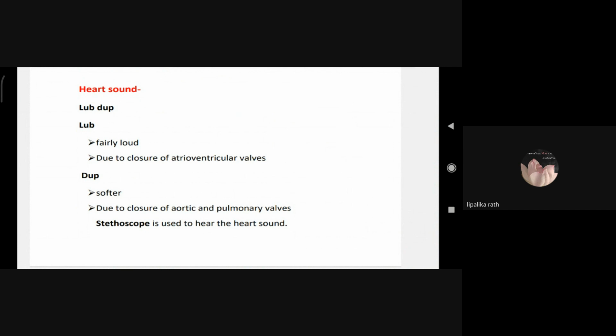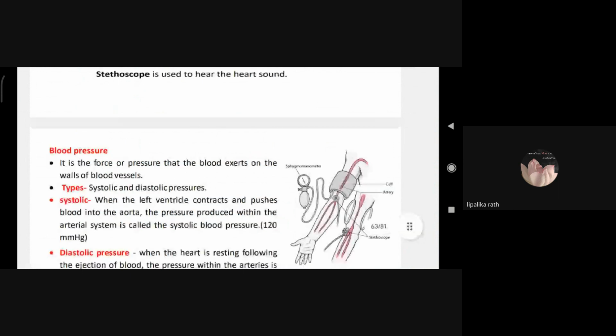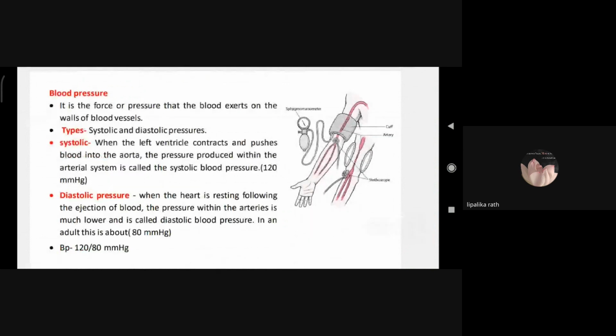But the dub sound is a bit softer than lub, and it is due to closure of the aortic and pulmonary valves. A stethoscope is used to hear the heart sounds. Since the dub sound is a bit softer, we need a stethoscope to listen to it. So the lub sound occurs when the atrioventricular valves are closing and the dub sound occurs when the pulmonary valves are closing.